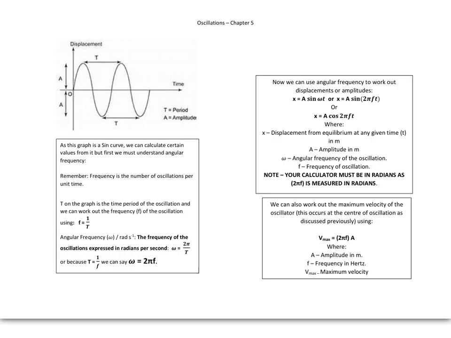You can also work out the maximum velocity from this by 2πf times the amplitude, where again A is the amplitude, f is frequency, and v max is the maximum velocity.